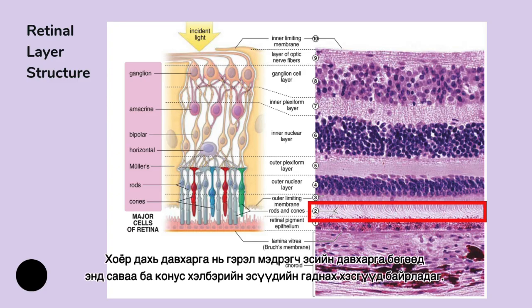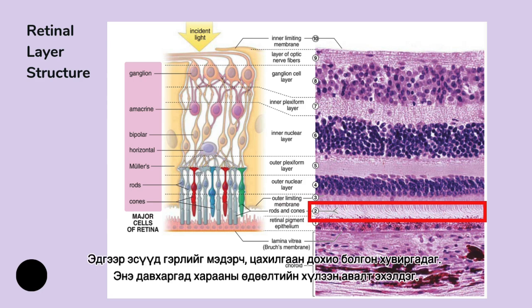The second layer is the photoreceptor layer, which contains the outer segments of rods and cones. These cells detect light and convert it into electrical signals. This is where visual transduction begins.